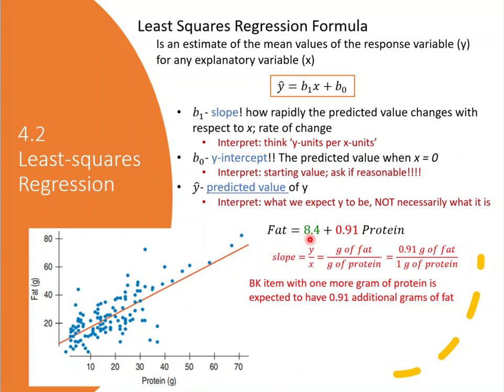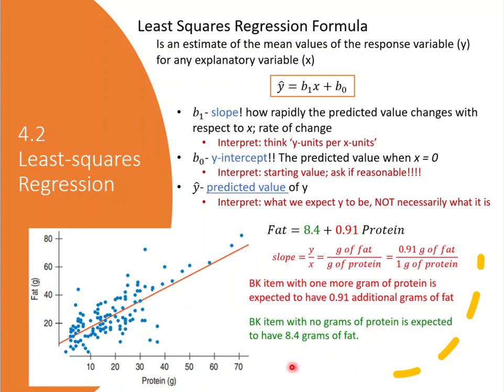So if 8.4 is our starting value, it becomes the starting value when our explanatory variable, grams of protein, is equal to 0. So to interpret that, we would say a Burger King item with 0 grams of protein is expected to have 8.4 grams of fat.